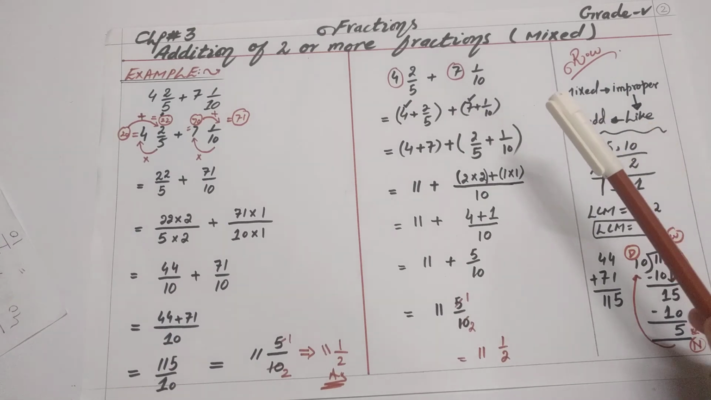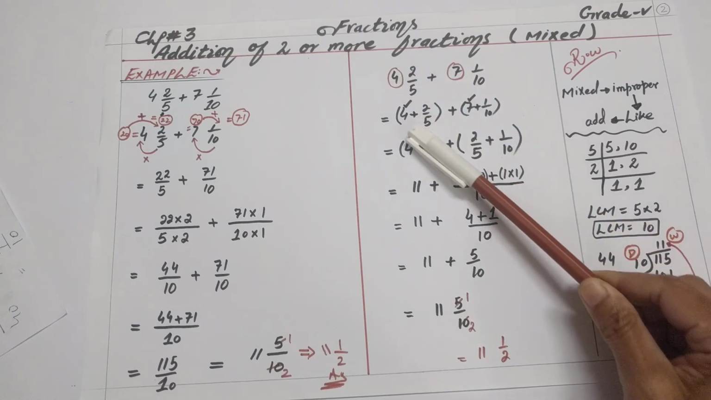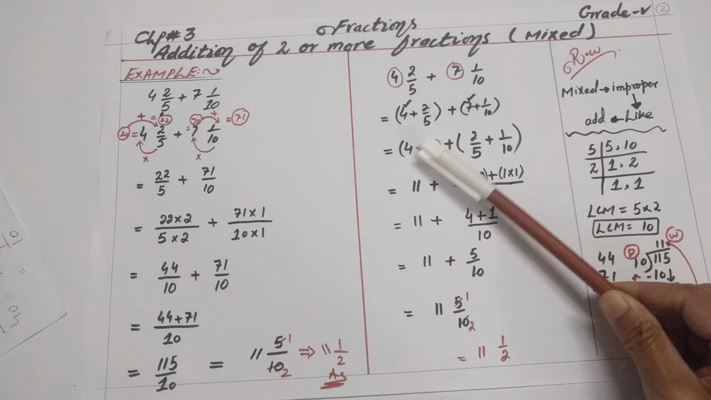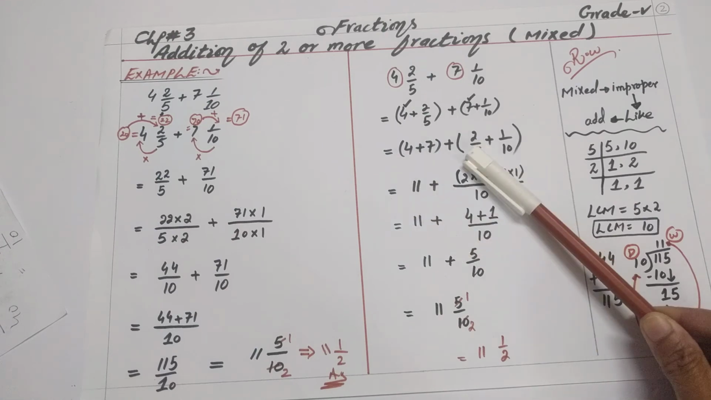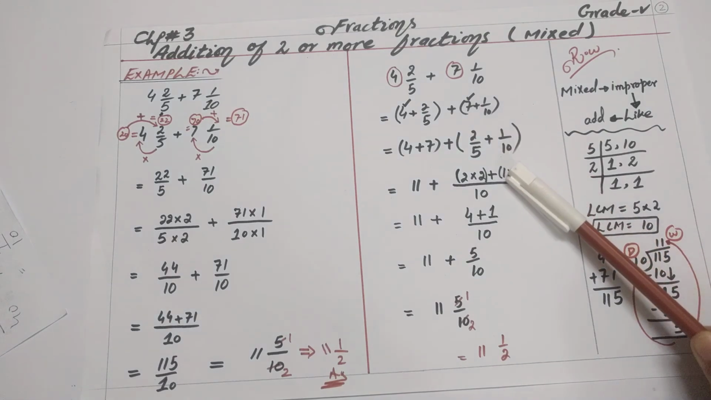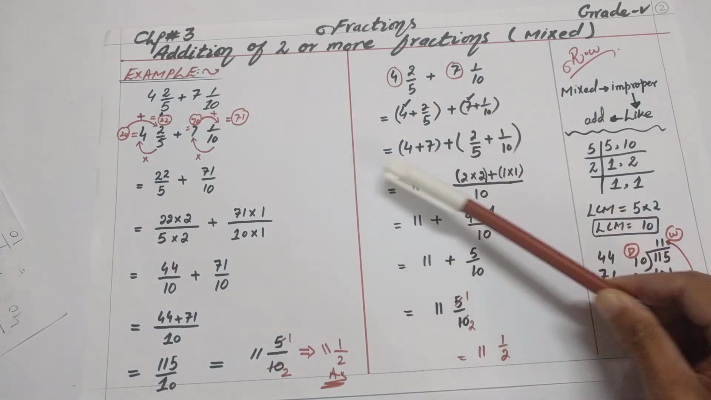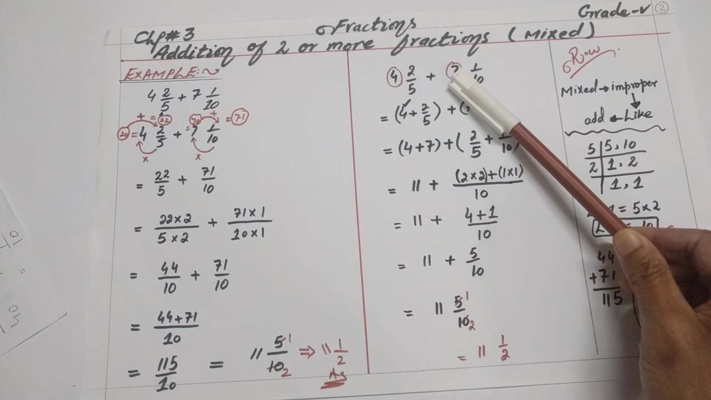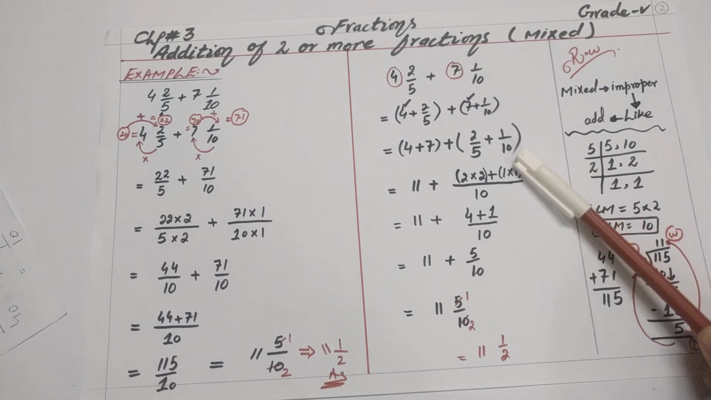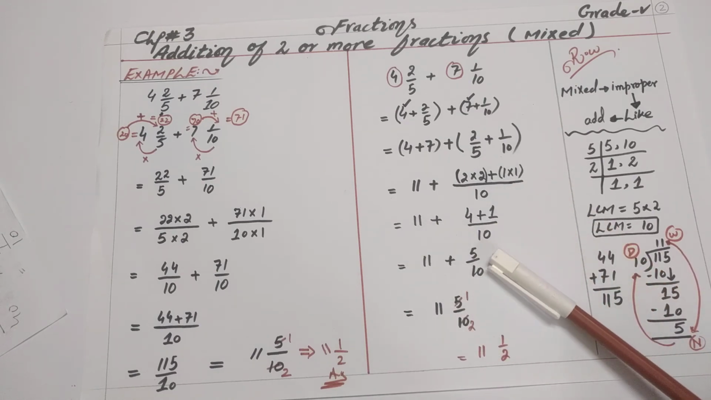In the second method, simply you have to separate the whole numbers 4 and 7. You will add the whole numbers separately and you will add the fractional parts separately. So whole number like 4 plus 7 is 11, and the fractional part will be added by the same method. The only difference of these two methods is that you have to add the wholes in a separate place, and you have to add the fractional part in a separate place, and at the end you will combine the whole and the fractional part.